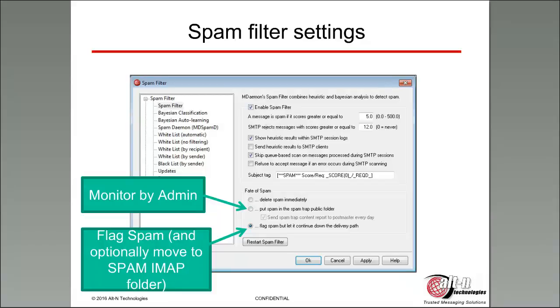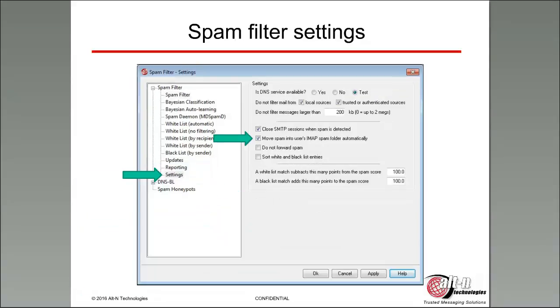So what you could do, instead of putting them in the spam trap public folder for monitoring by the administrator, is flag the messages and let them continue down the delivery path. Now, when you flag them, of course, it's going to flag the subject with a series of characters that you can use IMAP filters or the content filter to filter on. Or, and I'll show you in the following screen here, you can move those messages into the user's IMAP spam folder automatically and let those users filter out or discard spam messages accordingly. So for higher traffic environments, this would be the recommended setup to take some of the workload off of the administrator.